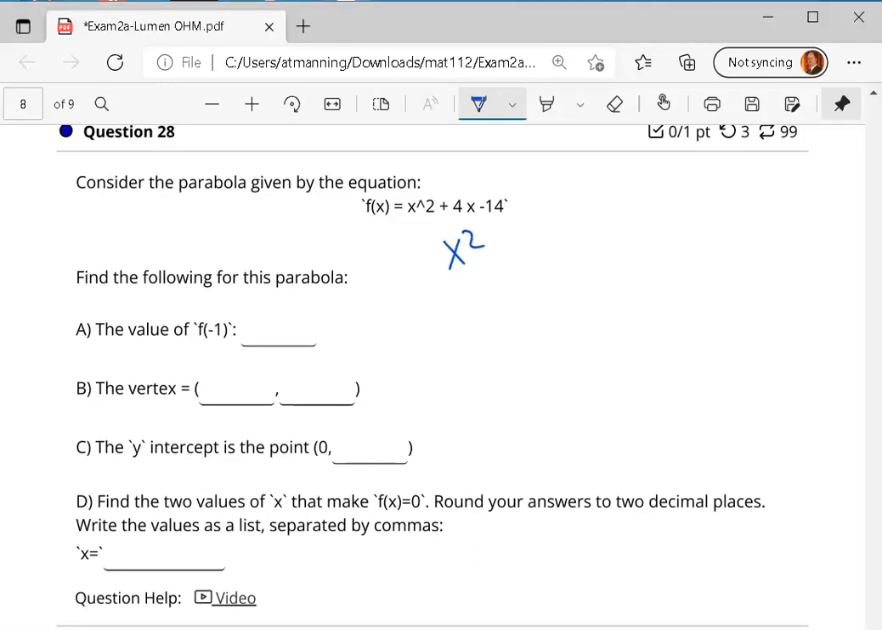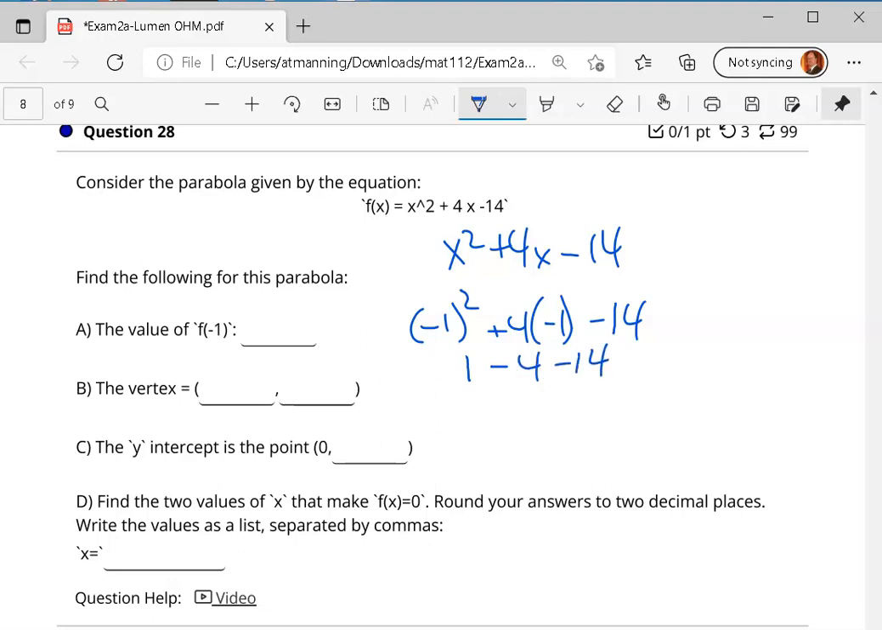So you have x squared plus 4x minus 14. F of negative 1. Well, negative 1 squared plus 4 times negative 1 minus 14. Well, negative 1 squared is 1, minus 4, minus 14, or 1 minus 18, or negative 17.